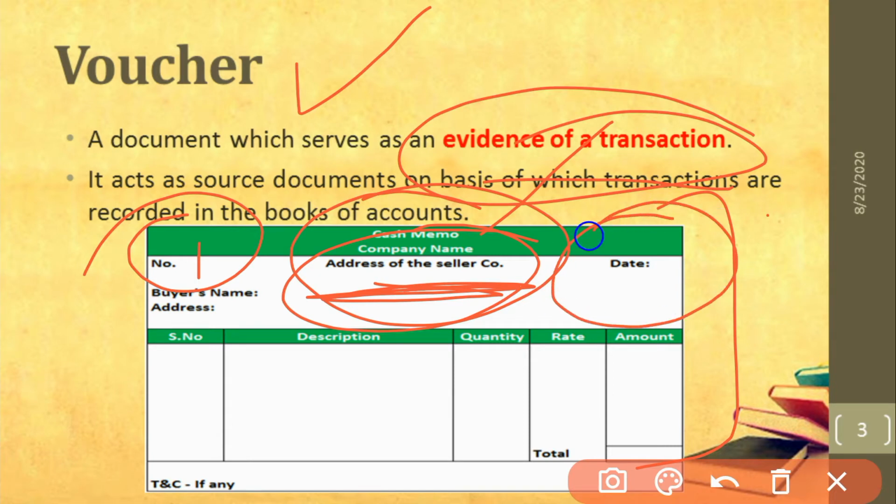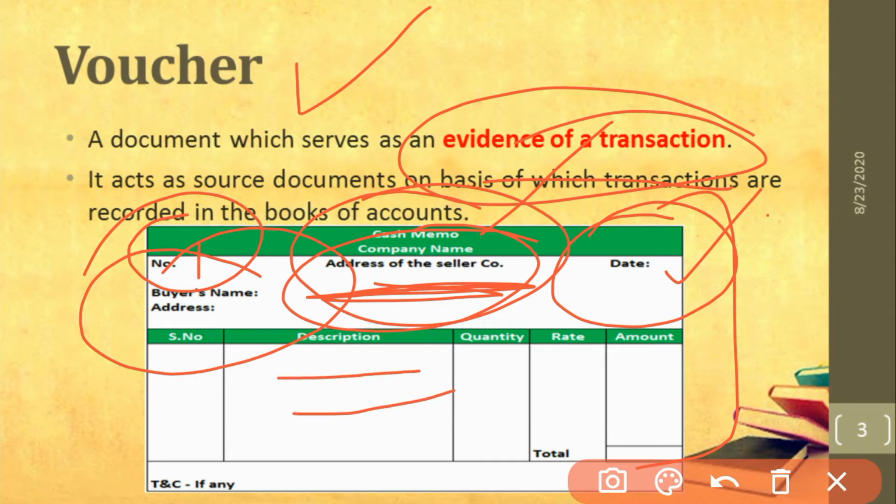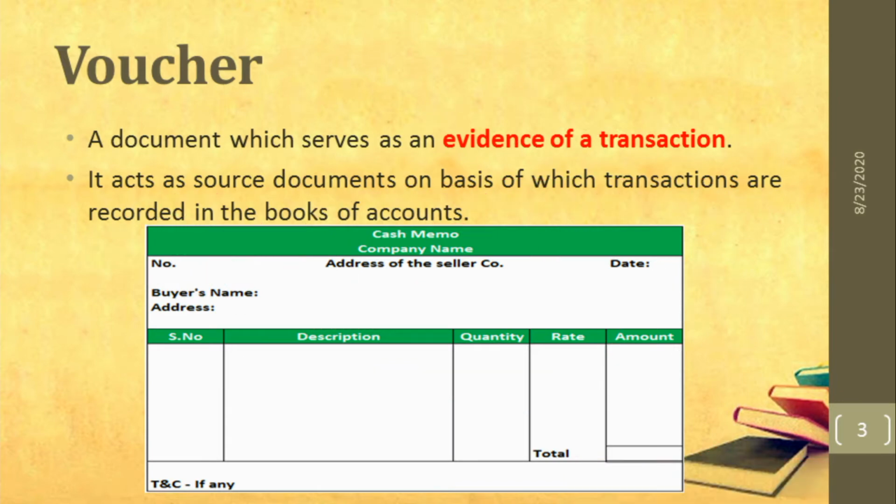Then over here we can see the date on which the voucher has been passed. Here is the buyer's name and address. Here I am going to write the description, supposedly pens, paper, pencils, erasers, whatever I have sold. Here I will have the quantity, say 10 pens and so on and so forth. Here is the rate and then I will multiply both of these to get the amount. So I hope you've understood what vouchers are and how they look.